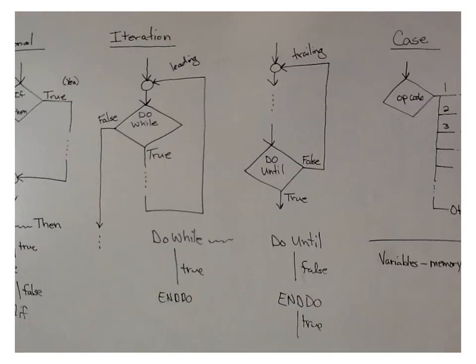Okay, so we have a condition. Next one, we have iteration. 2 different ones. We have a leading decision, the decision's here at the beginning, and we have a trailing decision, the decision's at the end. Again, we don't know how much work's going to be done in here. It could be thousands of lines, could be 5 lines, whatever.